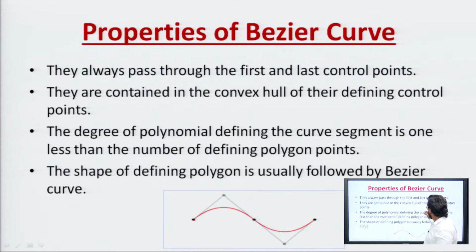They are contained in the convex hull of their defining control points. This is the convex hull for the curve. The curve lies within that. It can't lie outside the convex hull.